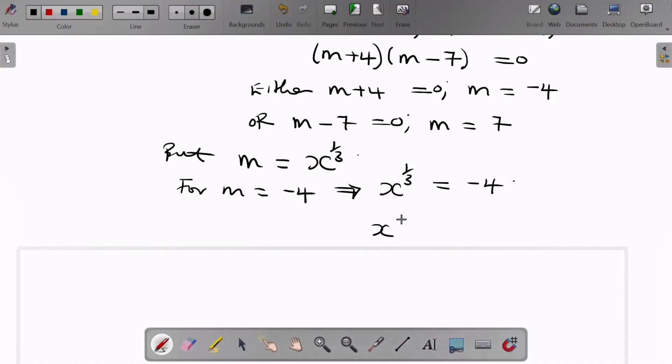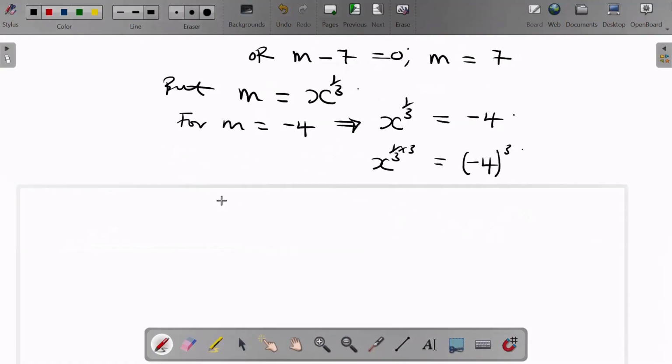So we have x raised to the power of a third, which is equal to negative 4. We multiply both sides by 3 as powers. So it means that we have x being equal to negative 4 raised to the power 3. X equals negative 64. That is the answer we got.